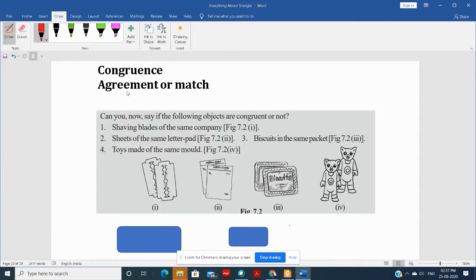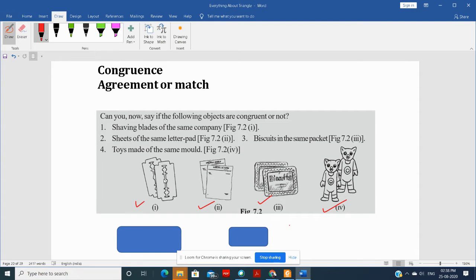Let's understand. Look at these figures. Here in this first figure we can see that these are shaving blades of the same company. These are sheets of the same letter pad. And these are biscuits in the same packet, again of the same company. And these are toys made up of the same mold.